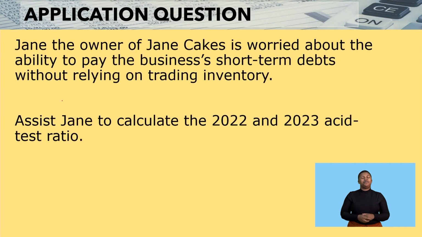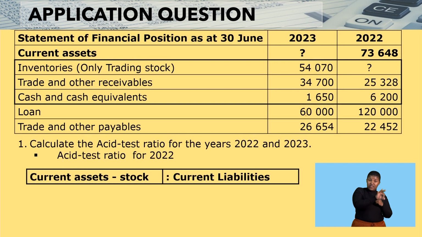The application question says, Jane, the owner of Jane Cakes, is worried about the ability to pay the business's short-term debts without relying on trading inventory. Assist Jane to calculate the 2022 and 2023 asset test ratio. For the year 2022, we are told that the current assets are 73,648. So we have our current assets here, 73,648. Now we need to subtract our stock.